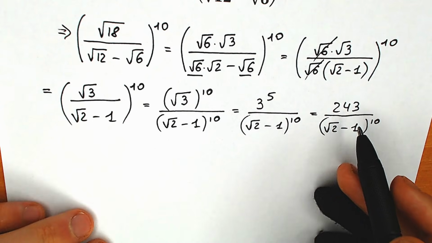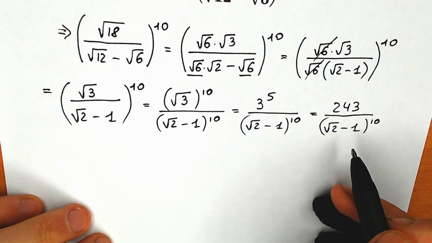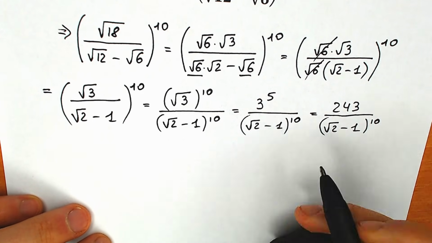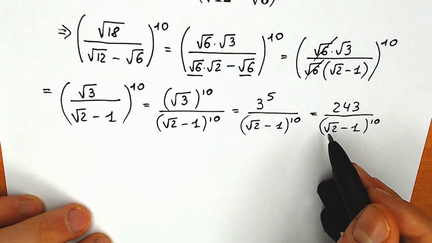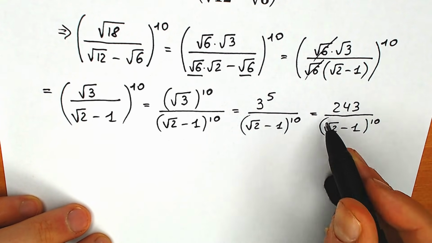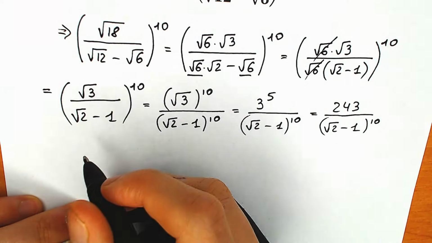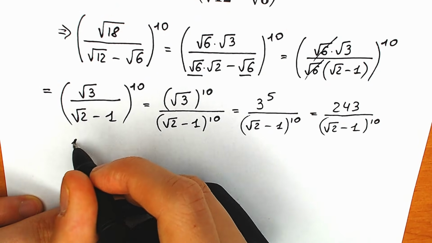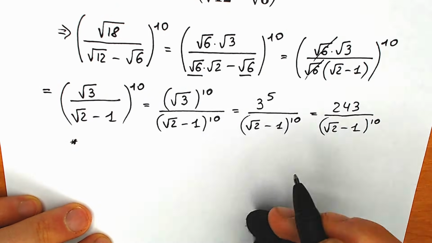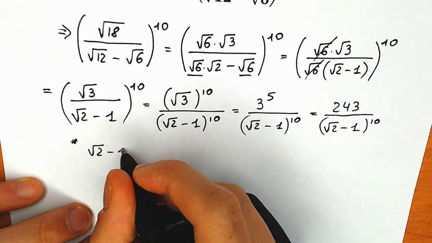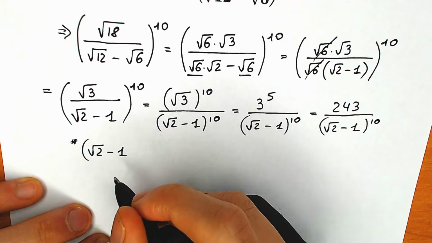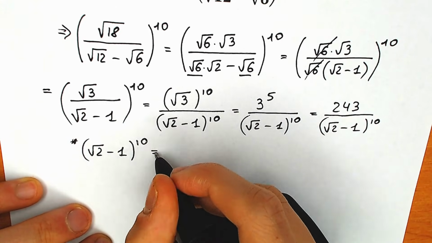So our next step is to simplify this square root of 2 minus 1 to the power 10. And then we will plug in that expression that we find in a few minutes, instead of this square root of 2 minus 1 to the power 10. So our next step is to simplify this expression in our denominator. So the square root of 2 minus 1 to the power 10. We need to simplify it.